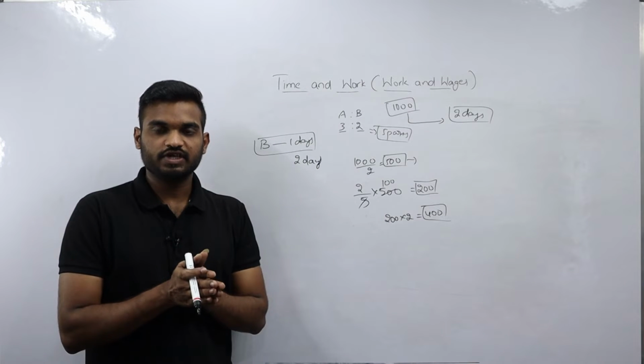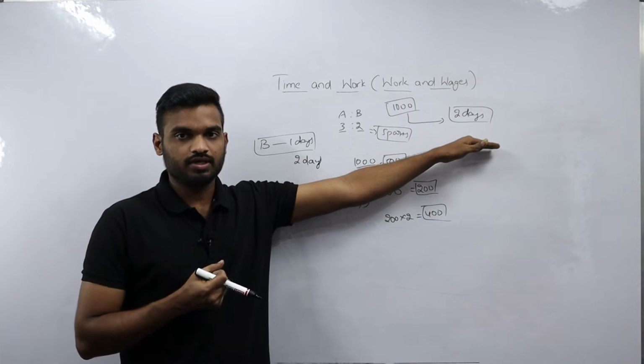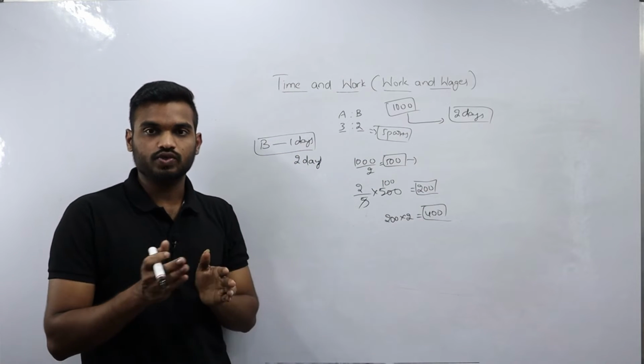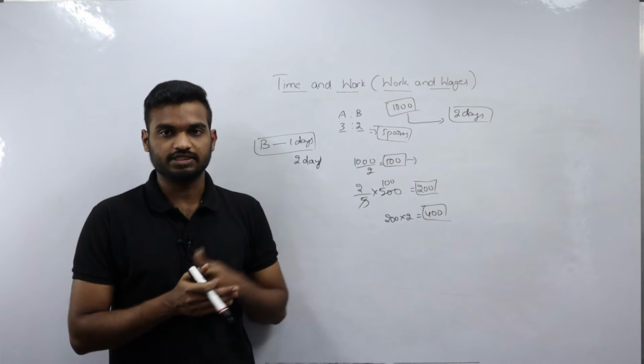Okay, see, the only difference in this example is that they are giving the total amount of time taken to complete the work, and they are also asking to find the share of B for 1 day or 2 days, something like that. This is the only difference between the previous example and this example.